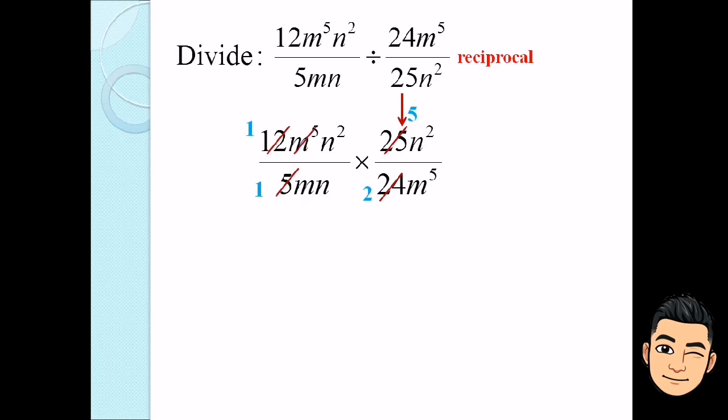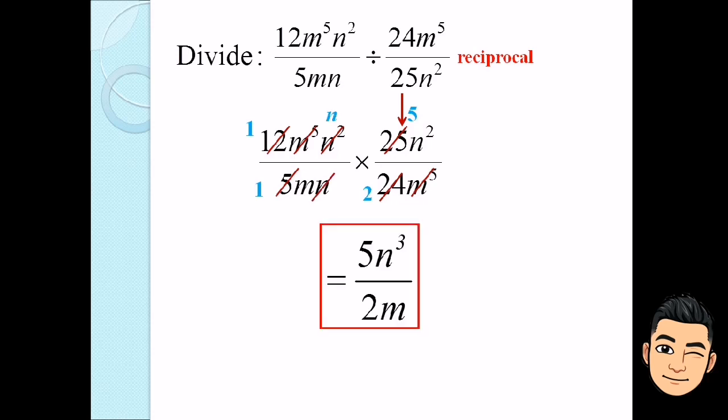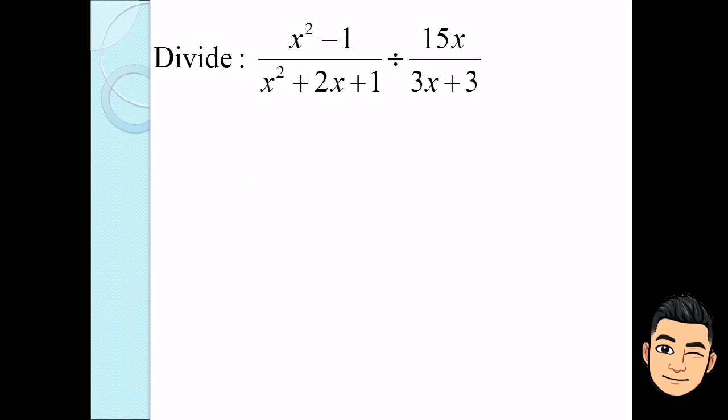Next naman, ika-cancel natin yung mga variables. So m to the 5th and m to the 5th can be cancelled out. N squared and n. So magiging n na lang siya. And then, we just multiply. So, magiging 5. N times n squared is n cubed. Then, sa denominator niya ay 2m. Okay, that will be our answer. Nakuha? Okay, very good. Next example.